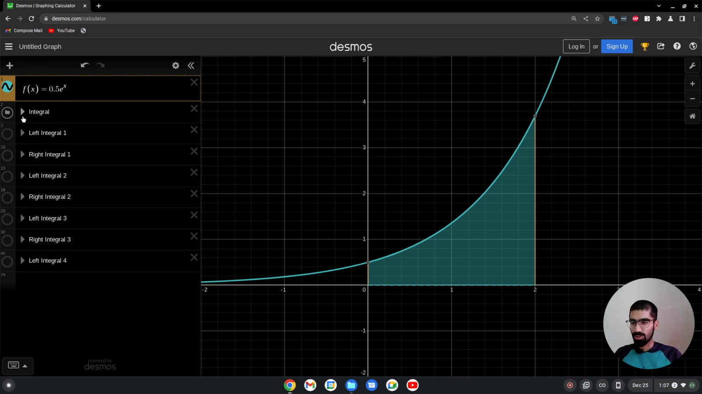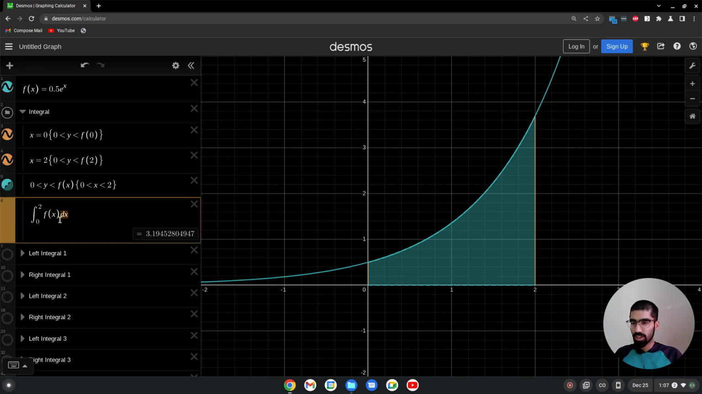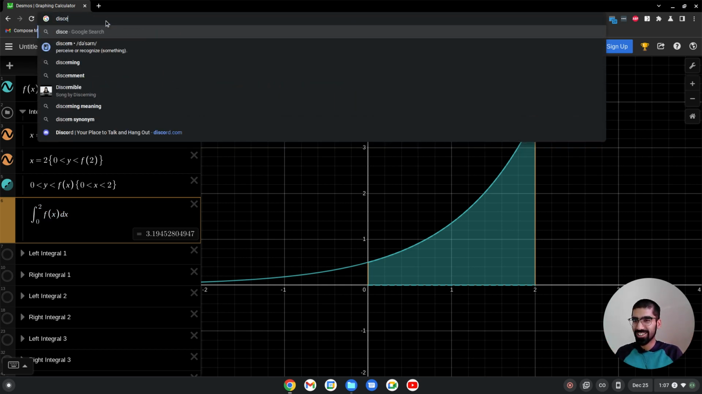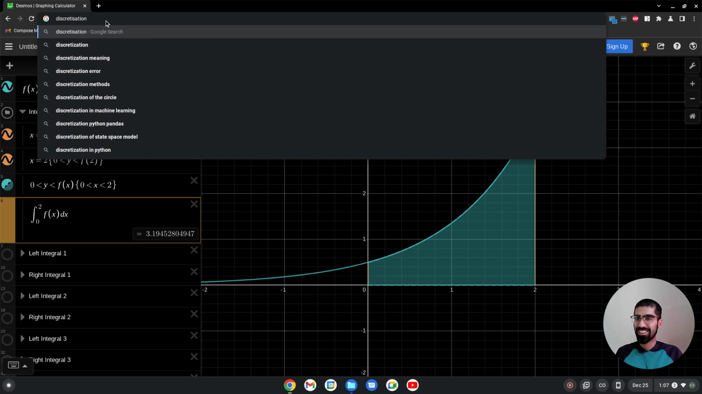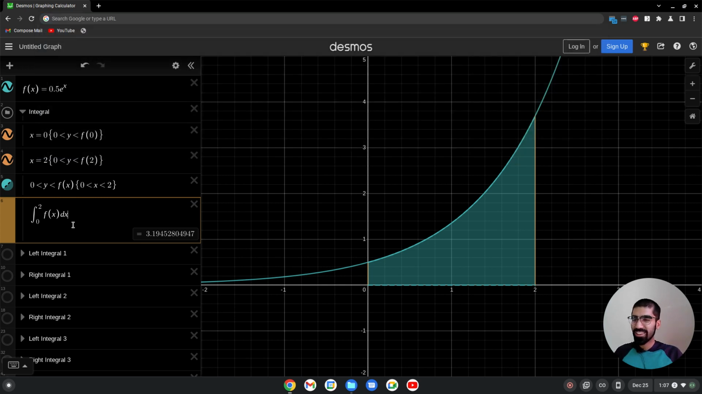This, I suggest to you, is how Desmos figured out the answer here. This is an approach called discretization. So this approach just means discrete, that means different, right? Discretization, make differentization, that's our process.